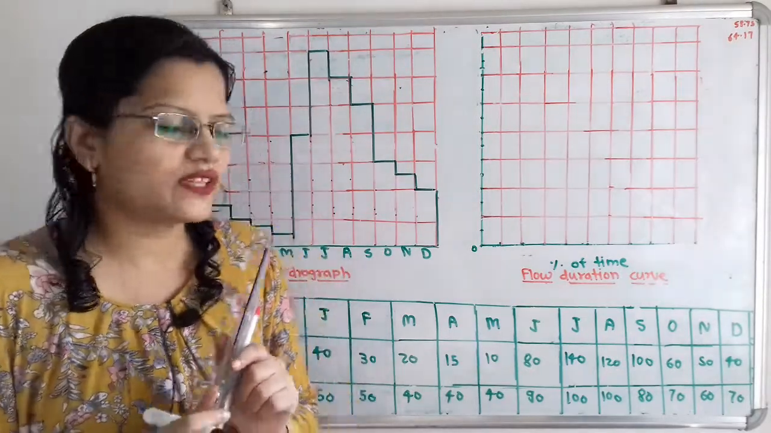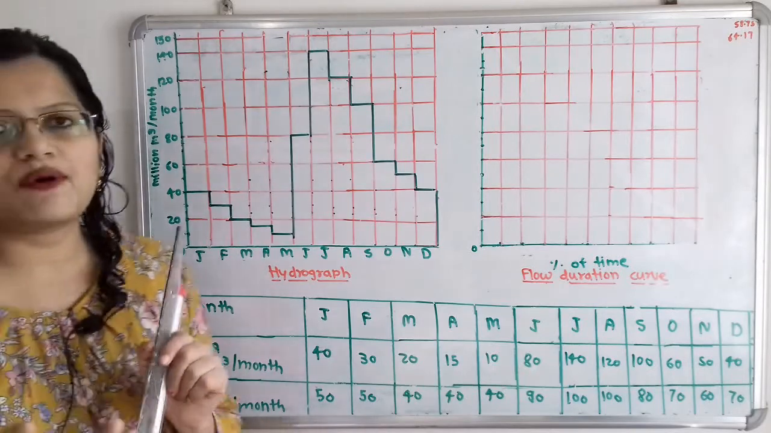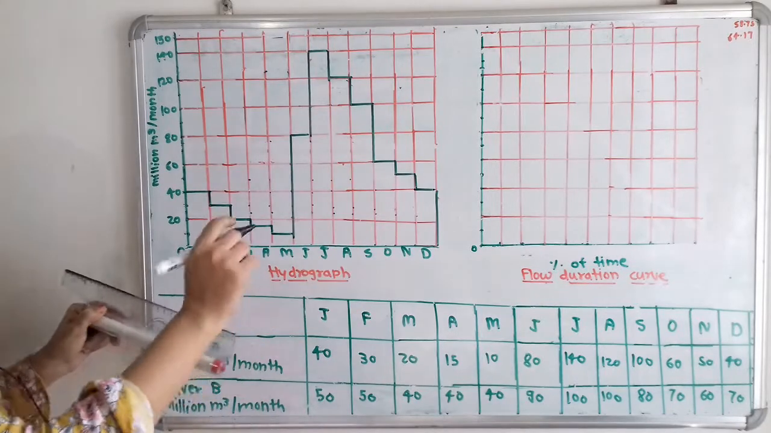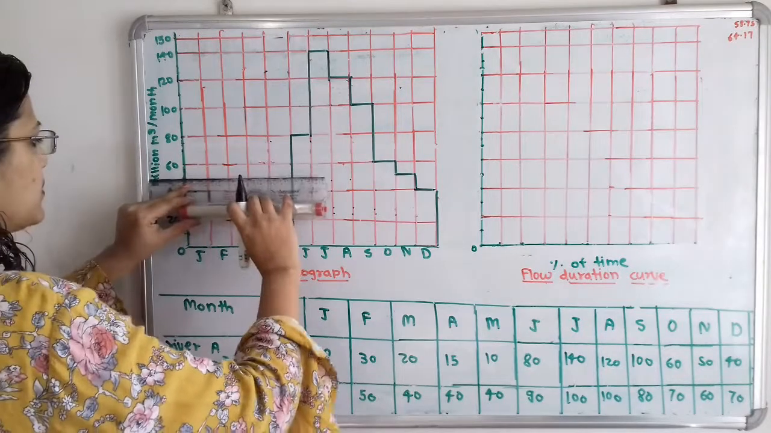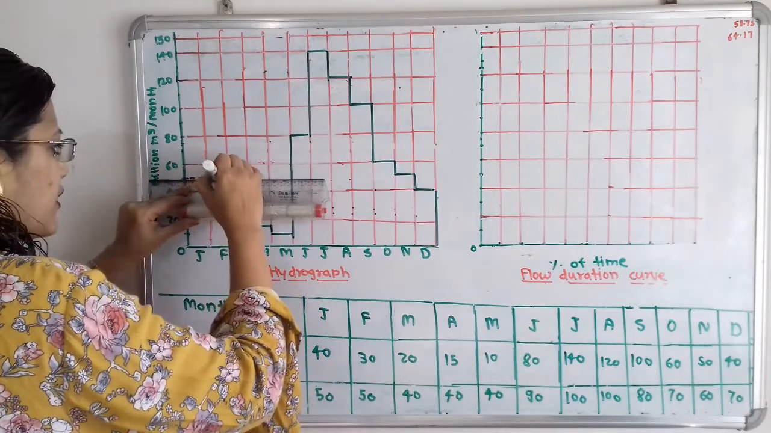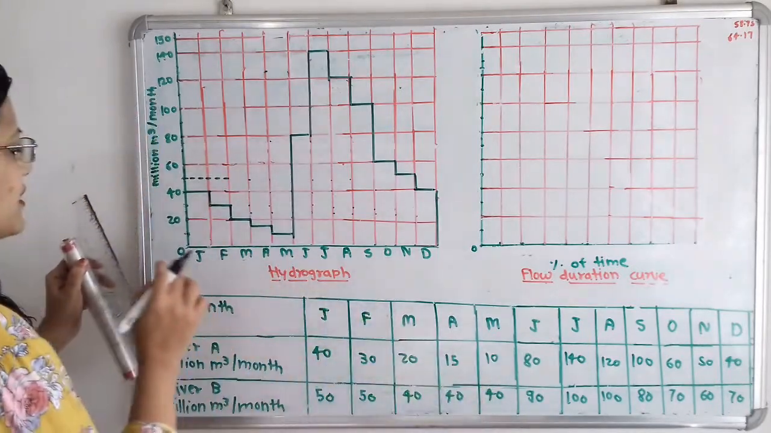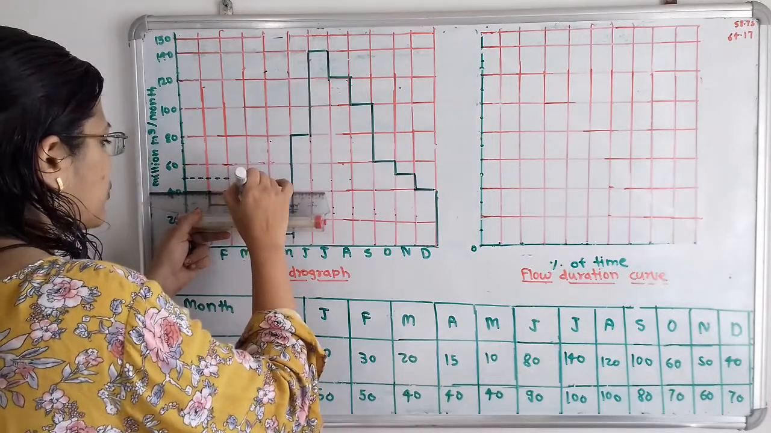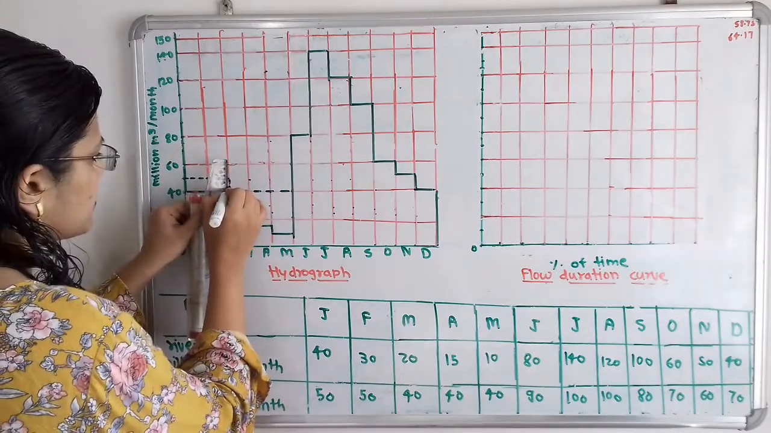Now we will move to river B. I will draw this hydrograph with the help of a dash line. First is 15, so we have to draw one line here. The second is 50, which is in between 40 and 60, so I will draw this. Then 40, 40, 40, so 3 times 40 is there. For the next 3 months we have to draw the line for this 40, so I will join this.